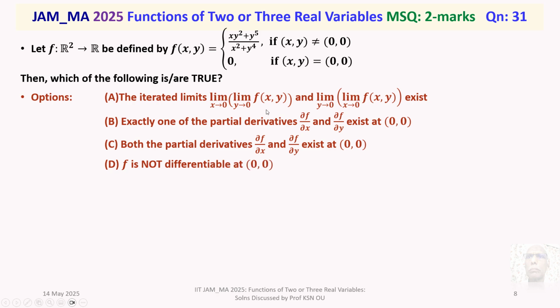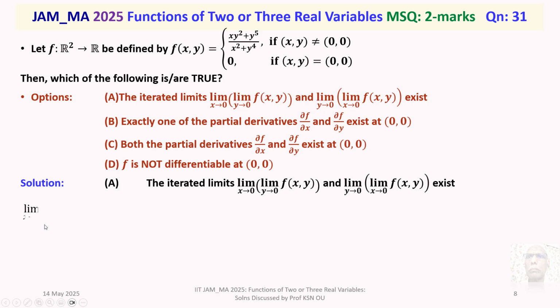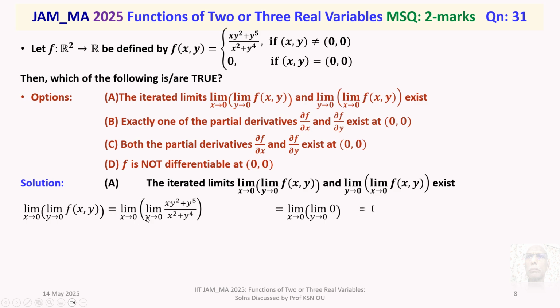First we talk about iterated limits. Limit x tends to 0, then limit y tends to 0 of f(x, y) equals limit x tends to 0 of limit y tends to 0 of f(x, y). Substituting, as y tends to 0 it is 0 by x square, and 0 by x square is 0. So limit x tends to 0, limit y tends to 0 of 0 is 0.